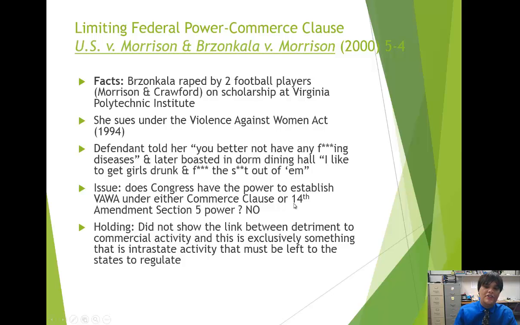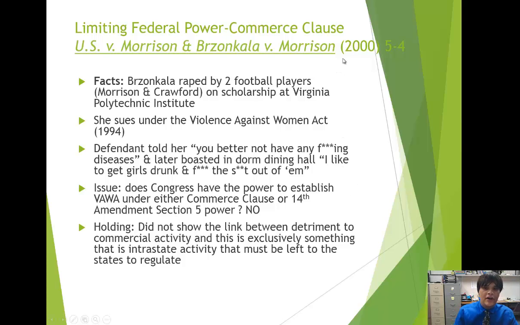Also, it was argued that they could pass it under the 14th Amendment, Section 5, because Congress has the power to prevent discrimination, and rape and domestic violence is seen as a form of discrimination against women. So therefore, Congress argued that they had that power.